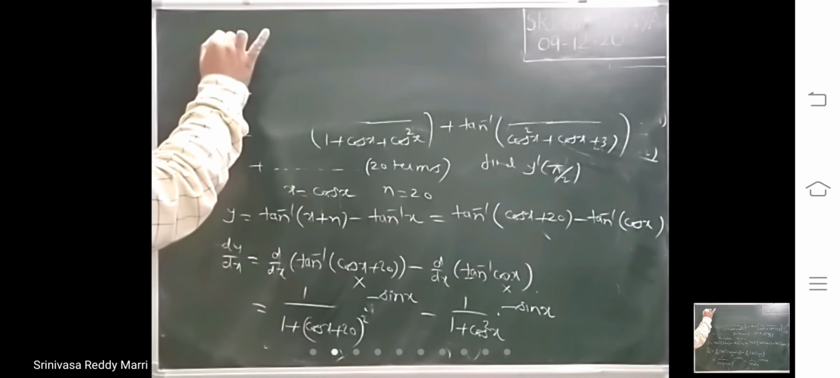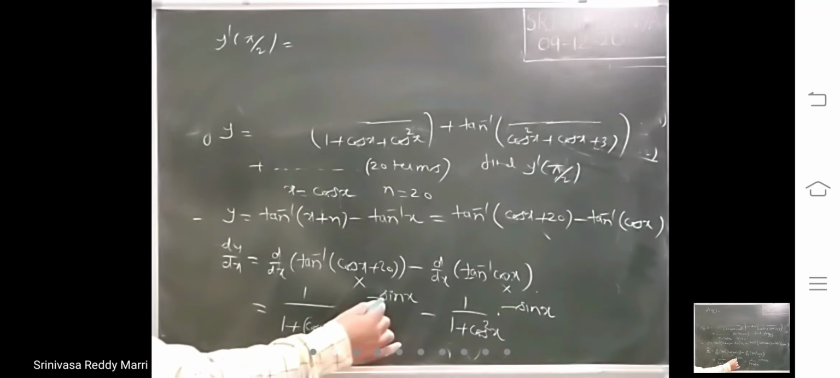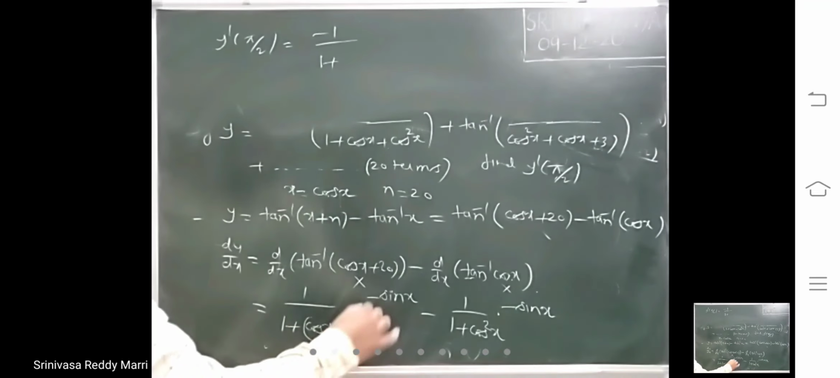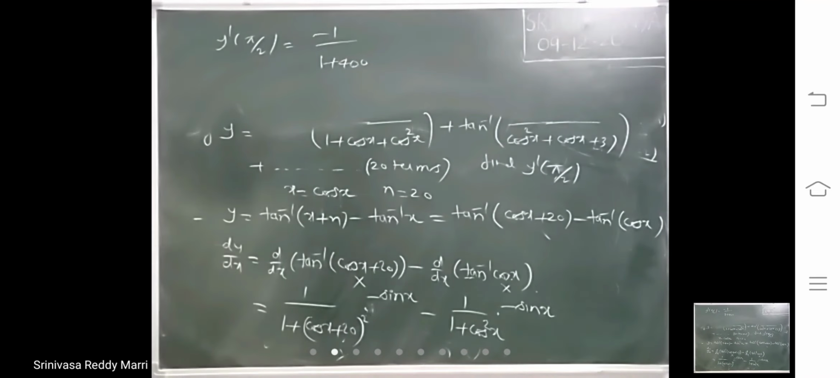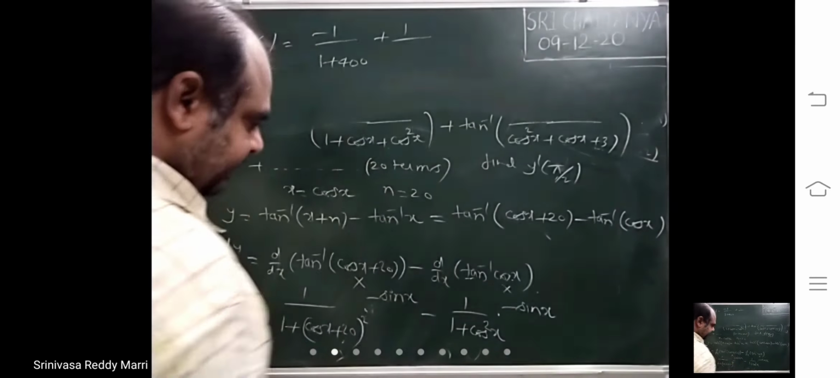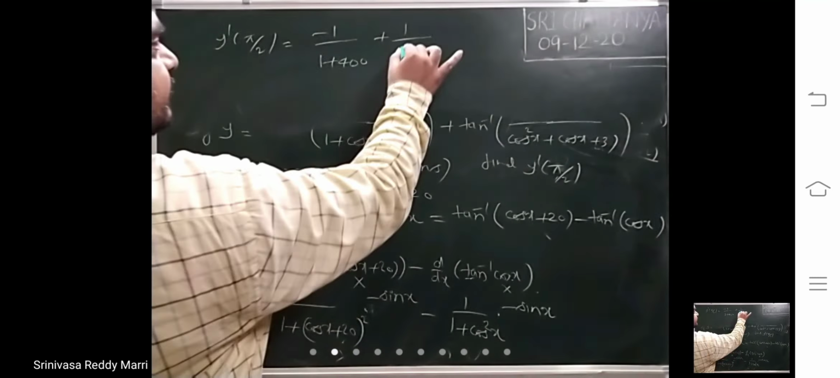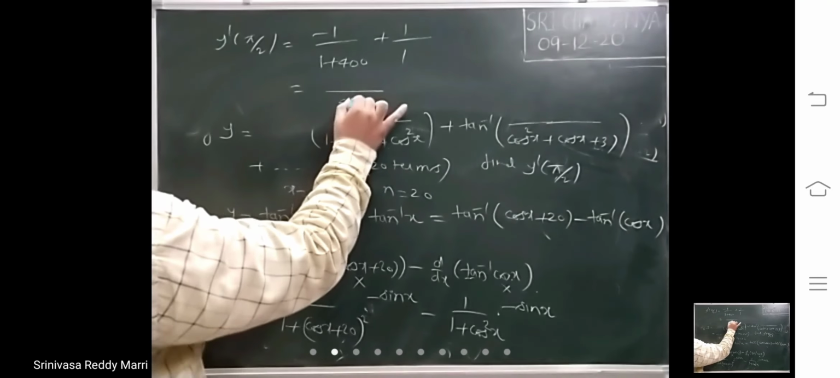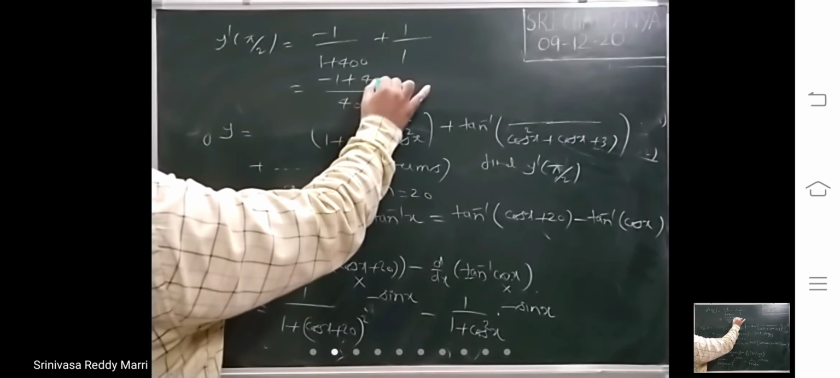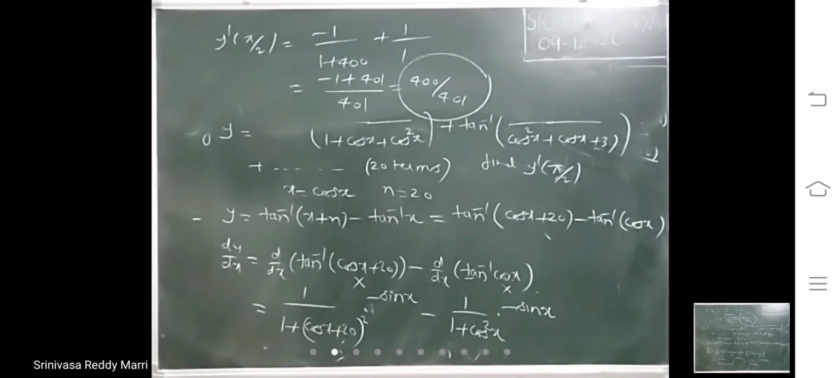So y dash pi by 2. Put x equal to pi by 2. This is minus 1 divided by 1 plus 20 square, 400. So minus of minus 1 plus 1 divided by 1 plus cos pi by 2, which is 0. That means this is 401, the LCM. Minus 1 plus 401. So what is the answer? 400 divided by 401 is the answer.